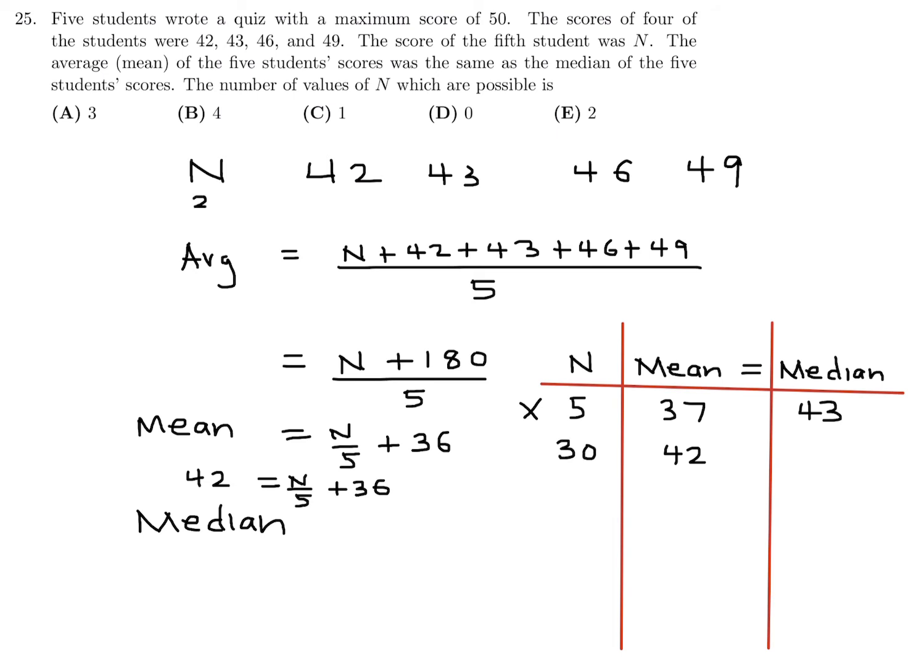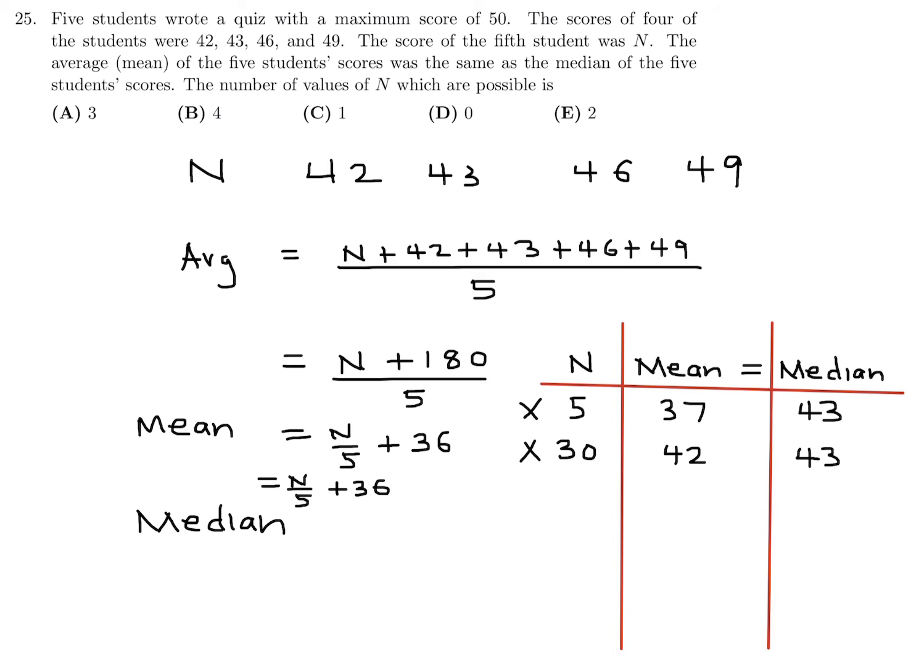If n is 30, then what is the median? Well, the median is 43. You see how I got that? Now, is the mean equal to the median? No, so that doesn't work. All right. Not a problem. Keep going.